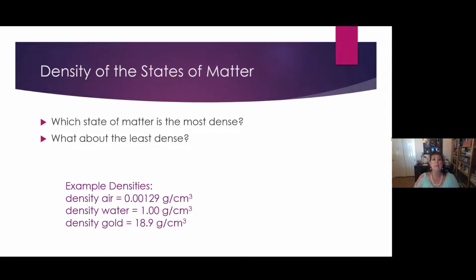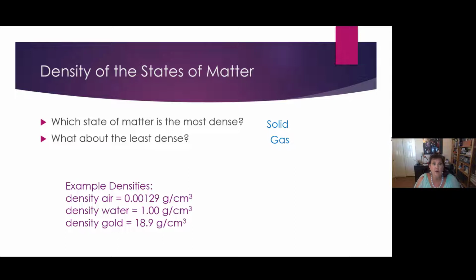So density of the states of matter. State of matter again means solid, liquid, or gas. Which state of matter is the most dense? Which state of matter has the atoms packed the tightest together, closest together? I hope you said solid. Yeah, solid. Solids are generally speaking the most dense. What would be the least dense, solid, liquid, or gas? Yeah, gas, because the atoms are far apart with lots of empty space in between them.